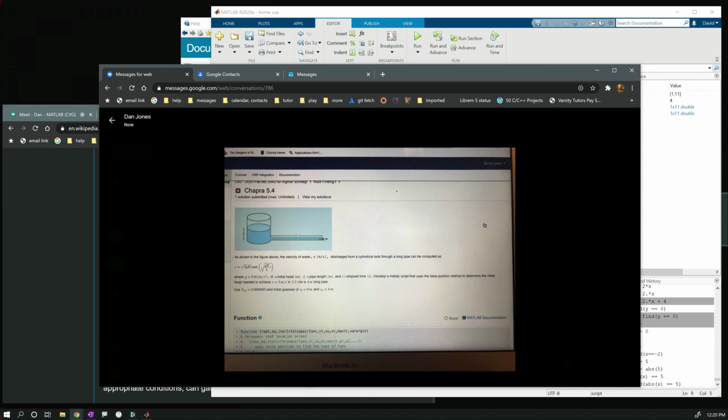Okay, so as shown, velocity of water discharged from a cylindrical tank through a pipe is computed as this function. The variables are equal to all these things. Develop a MATLAB script that uses the false position method. Ooh, that's what we like. To determine the initial head, which has to do with pressure, right? They talk about that? Yeah. Okay.